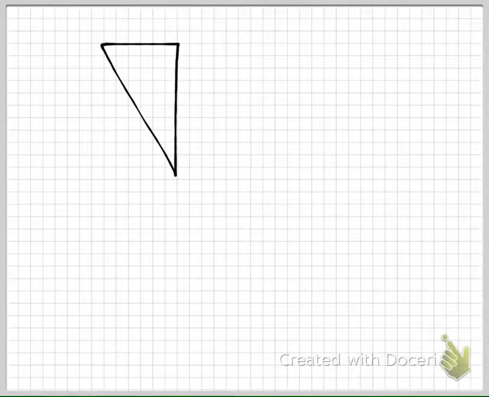Now that we're talking about the angles, here's the deal. If there is a right angle in a triangle, first of all, how many right angles is it possible to have in a triangle? One. Is there any way to have two? No. Not possible. You couldn't possibly have two right angles in a triangle because it wouldn't be a triangle anymore. I'll explain here in a second.